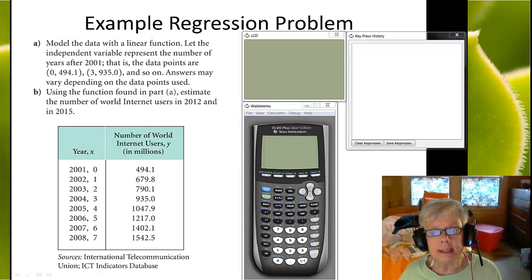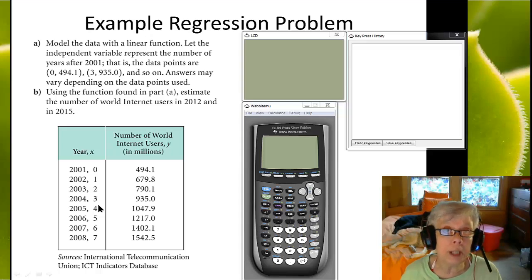And this is typically what a linear regression looks like. Right here, you've got a bunch of data, and the whole reason to do this is you're trying to see, are these data related in any meaningful way? So you need to get your calculator out, okay?